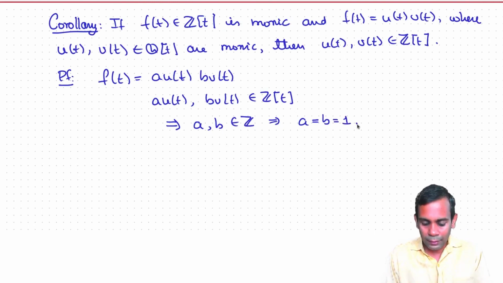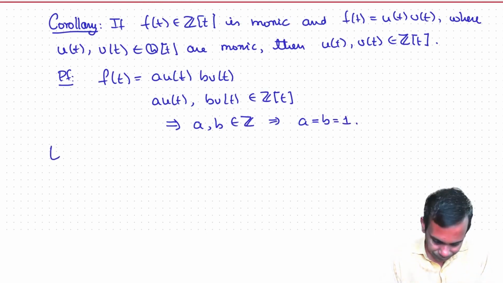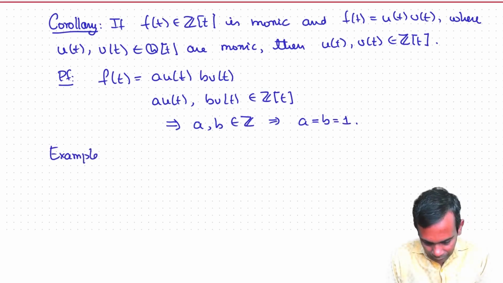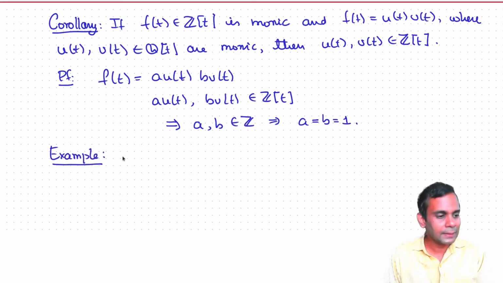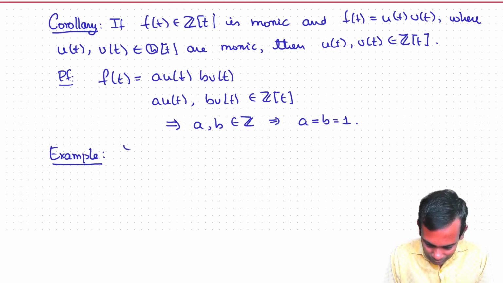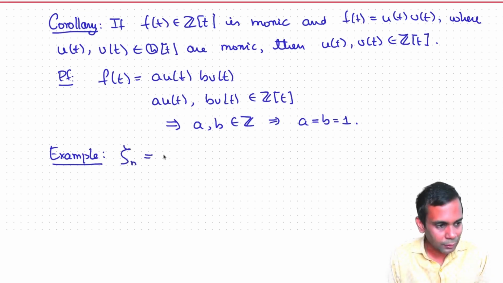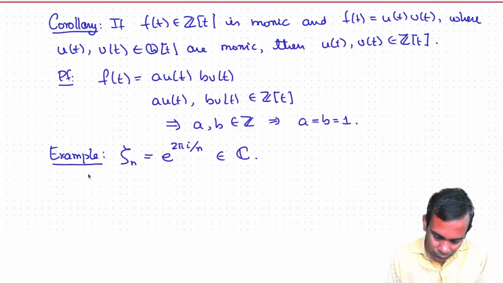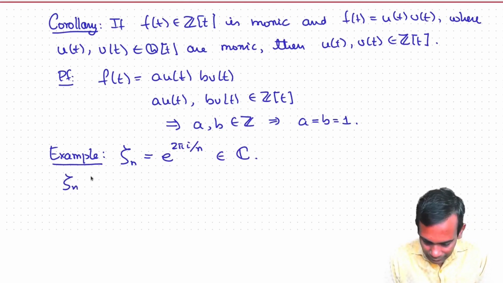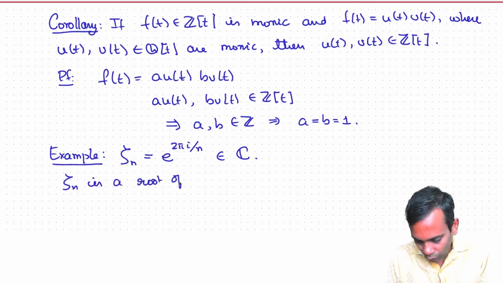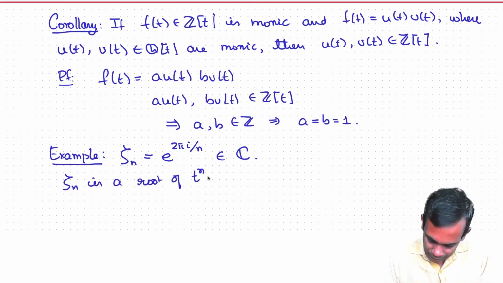Okay, so let's look at an example. A very interesting example of an algebraic integer is the nth root of unity. Define zeta_n to be e^(2 pi i/n). This is a complex number. And then zeta_n satisfies the polynomial. It's an nth root of unity, so it's a root of t^n - 1. Okay, so zeta_n is an algebraic integer.